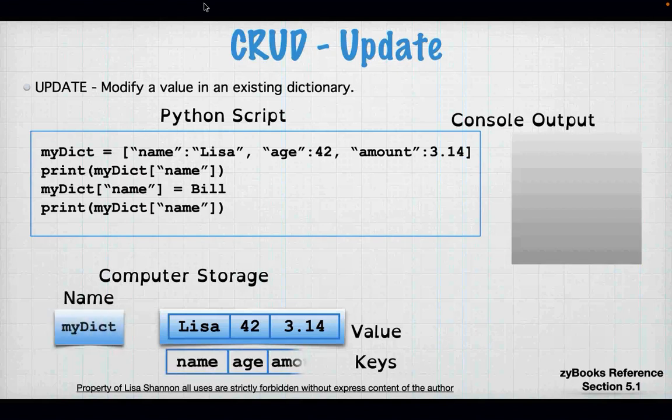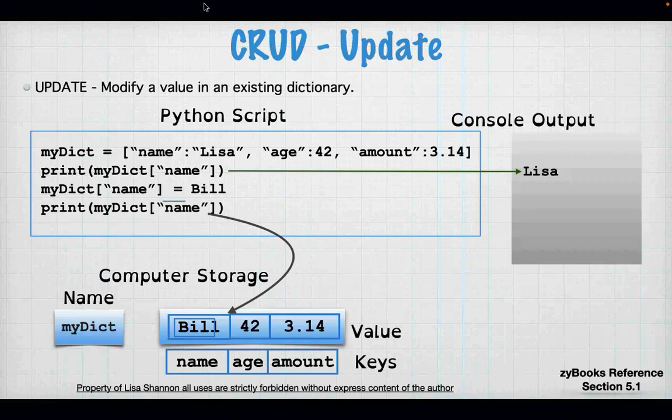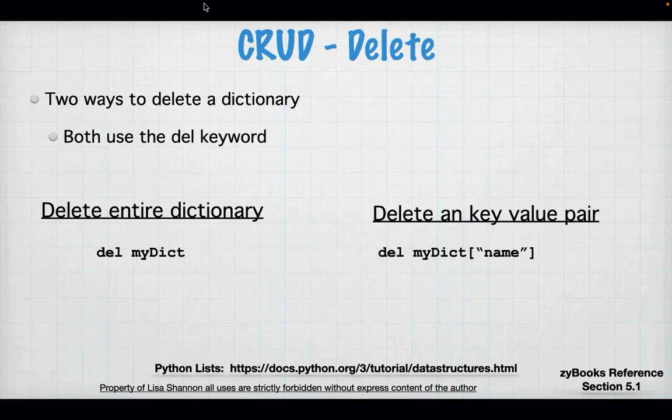Update is the same thing. For a list, we use an index value. For a dictionary, we use the key. So I have the name of Lisa in the dictionary first. Then I change the name to Bill by saying my_dict of name equals Bill. And it changes it in the memory space, just like with a list. It just replaces it in the memory space.